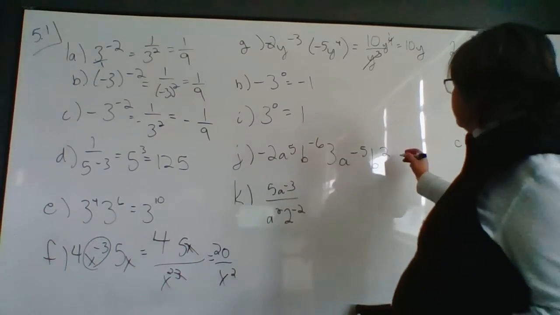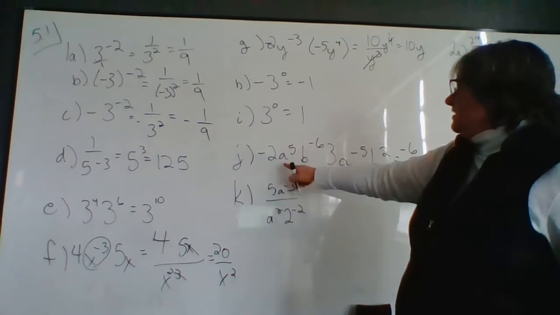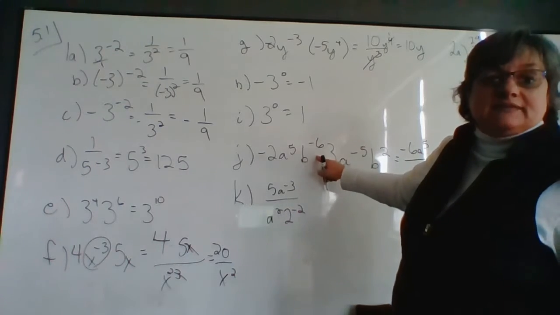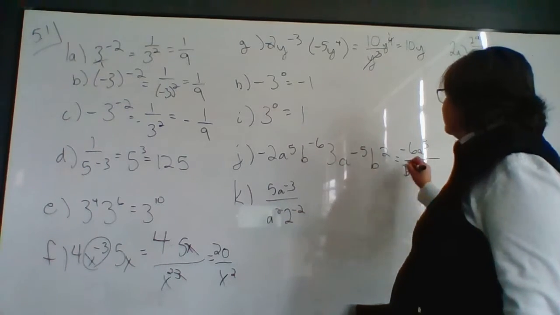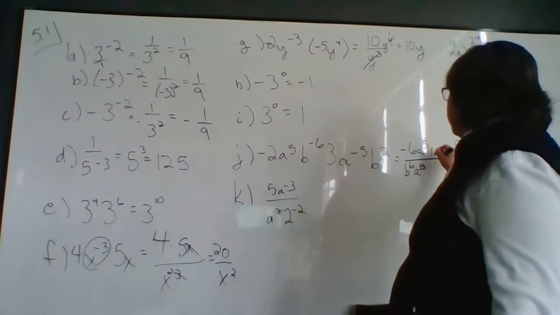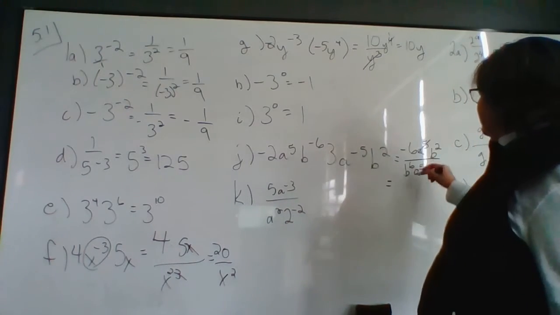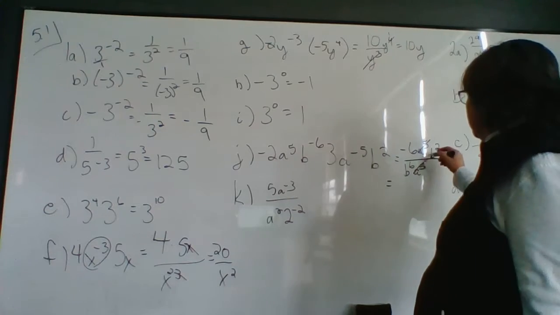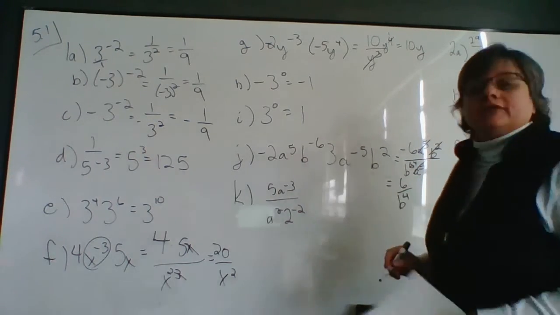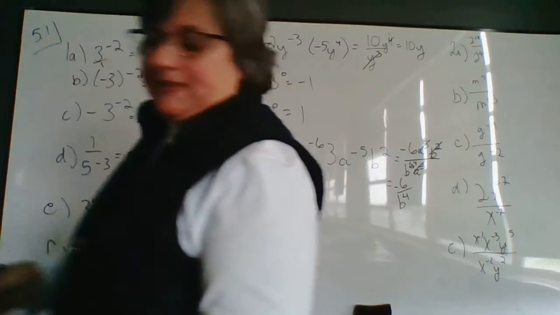Next one. Let's multiply. -2 times 3 is -6. A to the 5th stays on top. B to the -6, flip it. A to the -5th, flip it. B squared stays on top. Now we can reduce. A to the 5th, A to the 5th, gone. 2 A's, mark out 2 and leave 4. 6 over B to the 4th, that's what I got. -6 over B to the 4th, good.